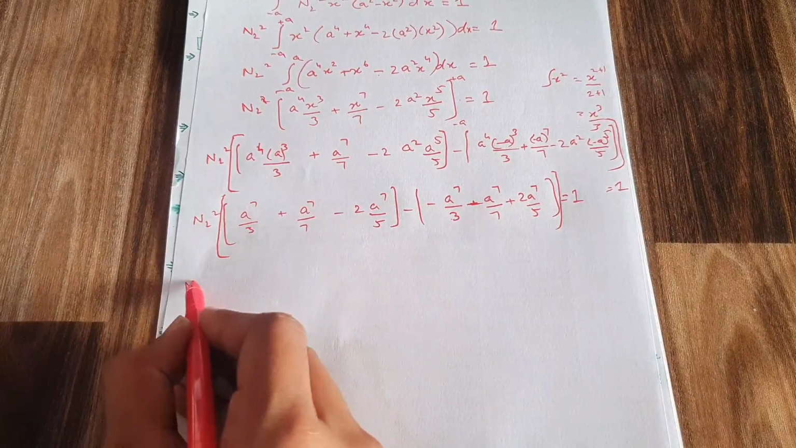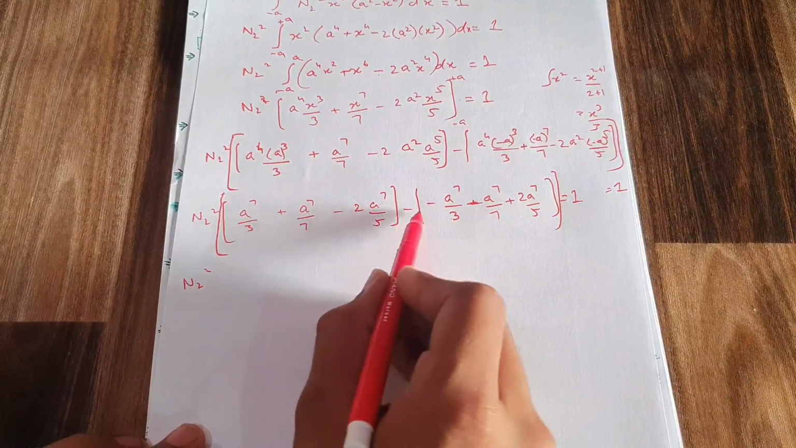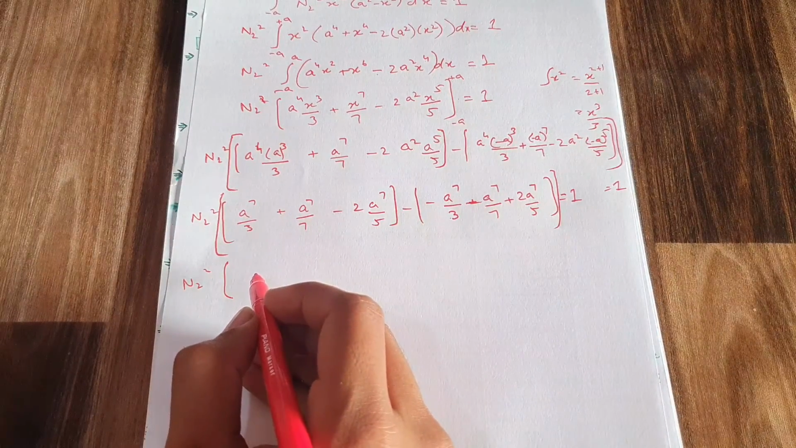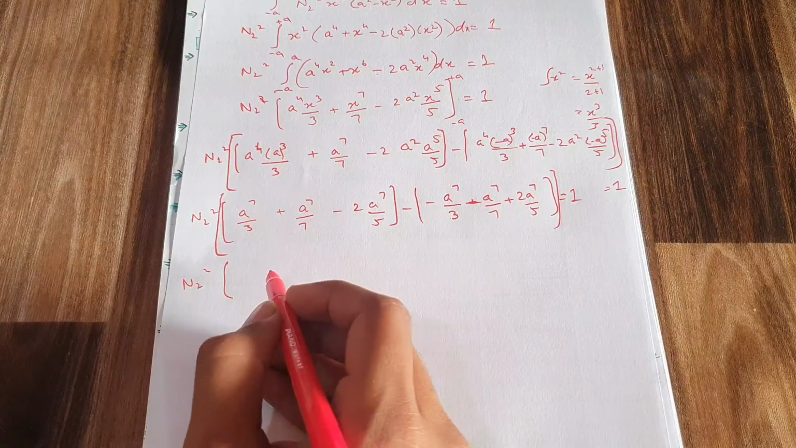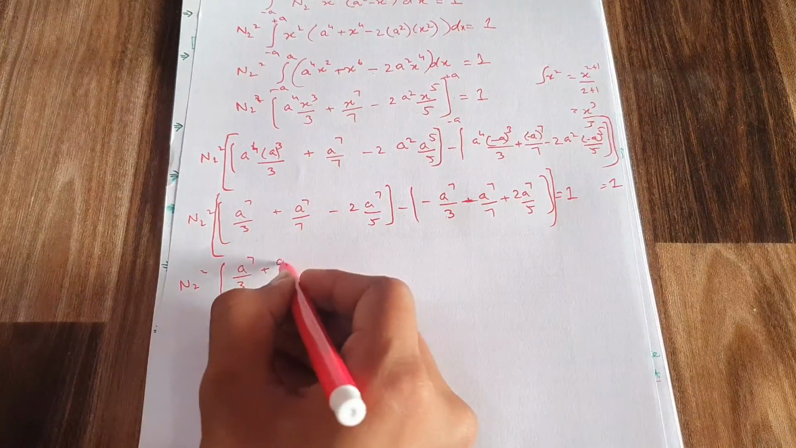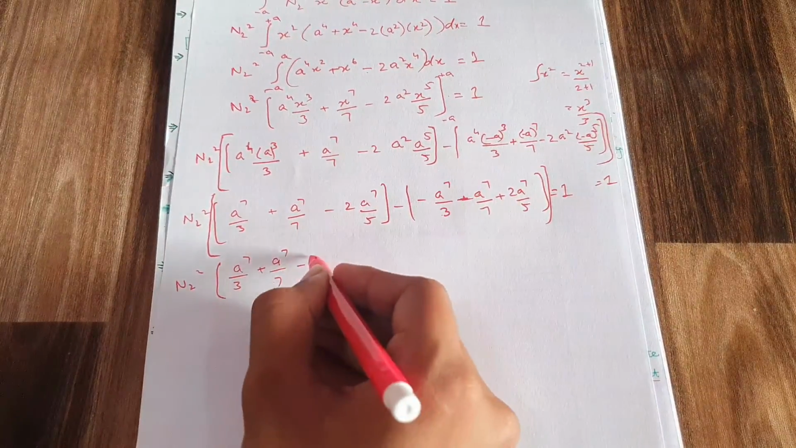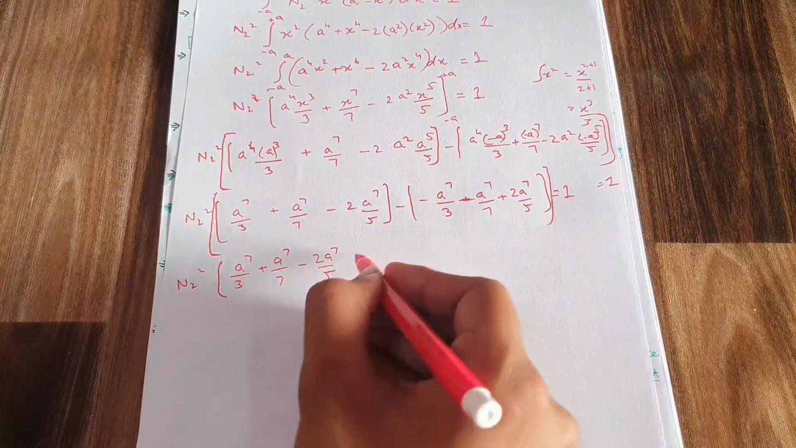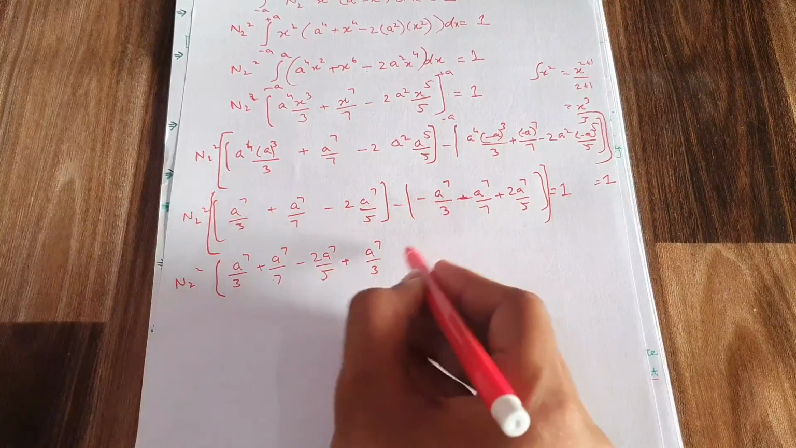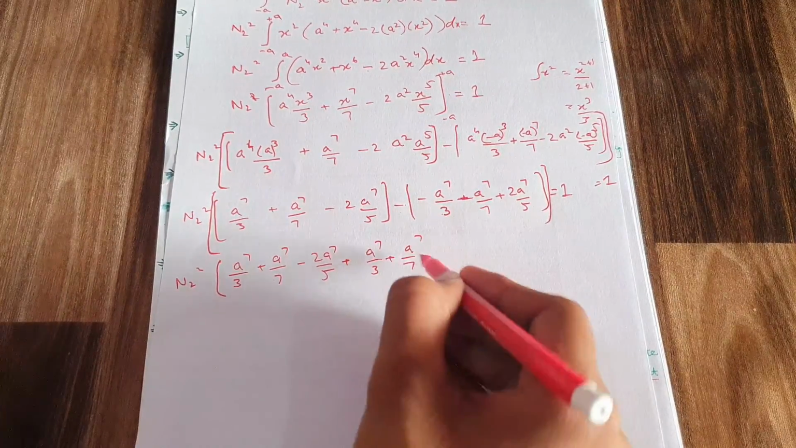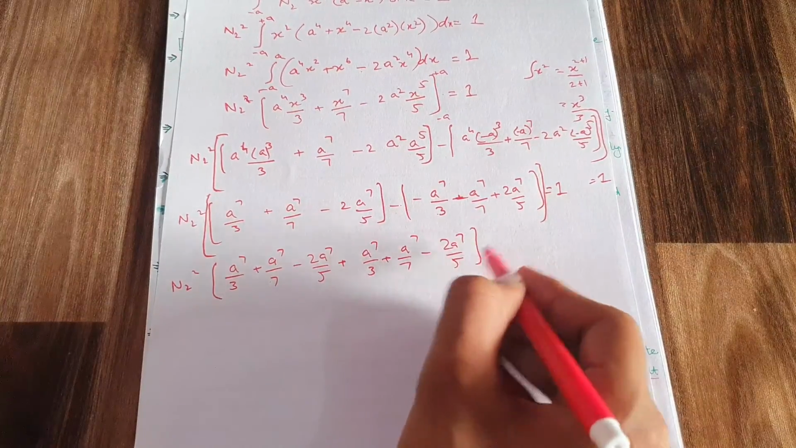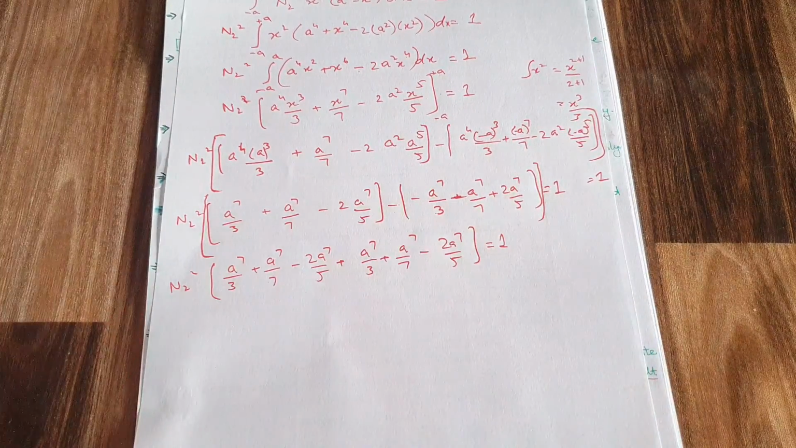So the next thing that I'm going to do is just apply this minus sign and find the final equation here. So if I apply this minus sign, this will come out to be just like this: a^7 divided by 3 plus a^7 divided by 7 minus 2a^7 divided by 5 minus minus plus a^7 divided by 3 minus minus plus a^7 divided by 7 minus plus minus 2a^7 divided by 5, and this will be equal to 1.